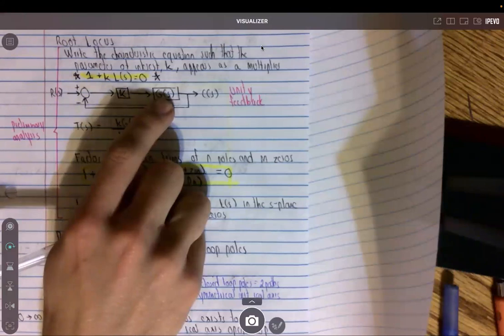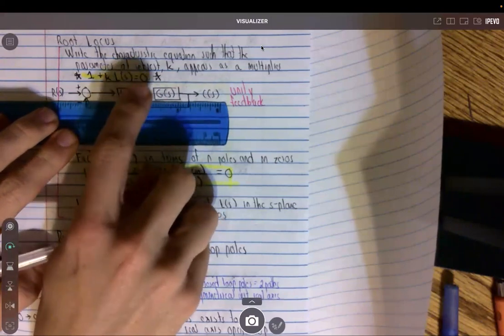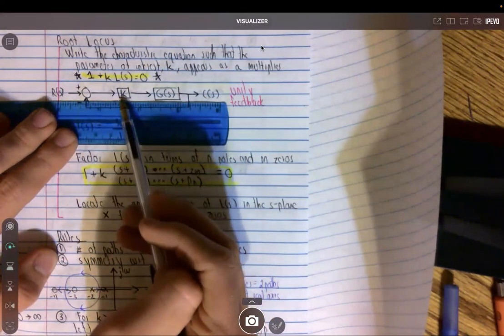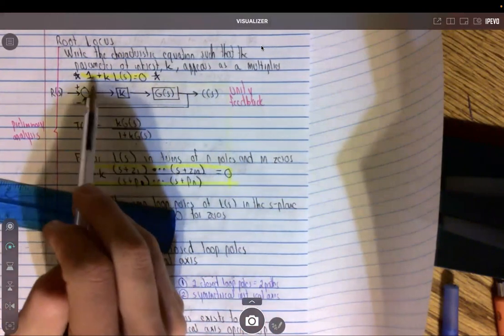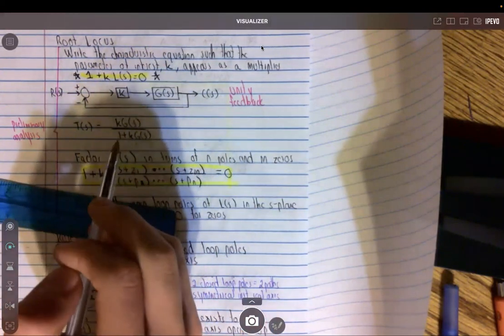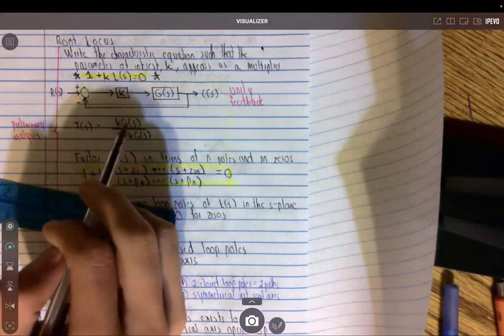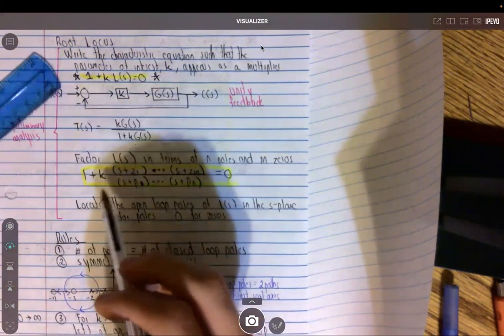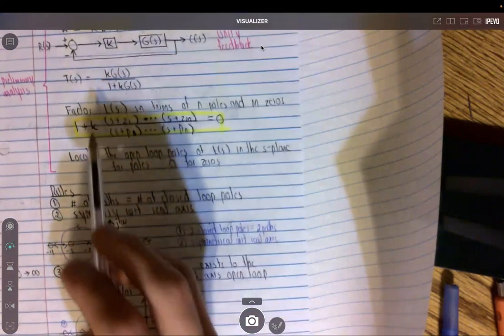Your L of s is your G of s in this sense, because if this were an open loop system here, it would just be your G of s. You would see why the gain here is just k times G of s, which would be the open loop. So you'd be able to write it in this format here. If you have to write the closed loop system, it's k G of s all over 1 plus k G of s. But you don't worry about this until the Routh-Hurwitz criteria for stability.